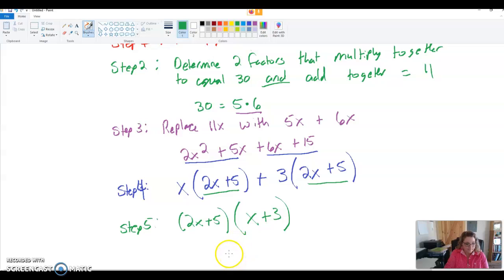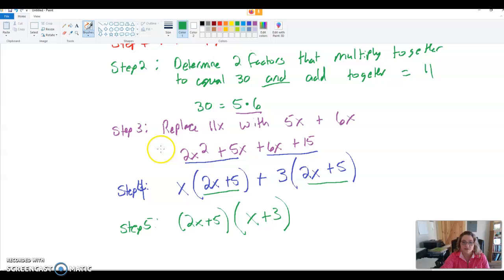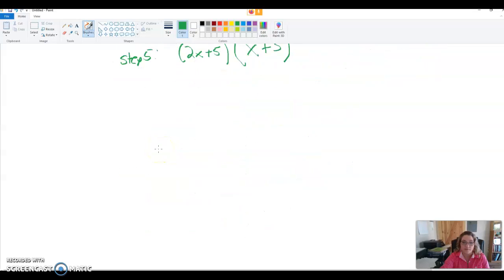Okay? You can pretty much always use this method. Okay? So you want to multiply the first and last number in the original trinomial together, and then you find the factors that add up, and then you follow the steps in order to factor the problem. Let's go ahead and do a few more examples on this.